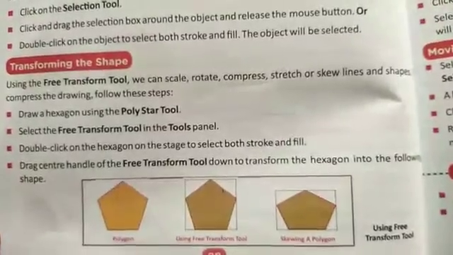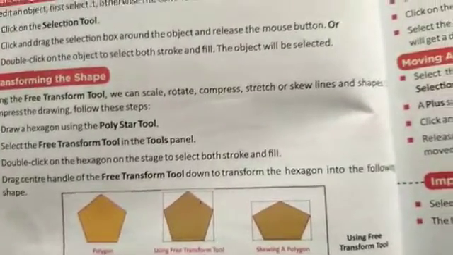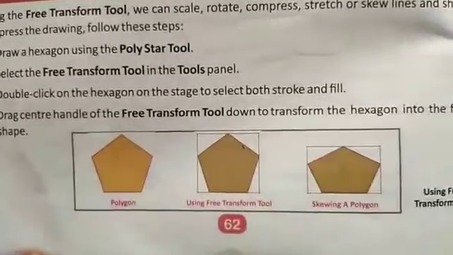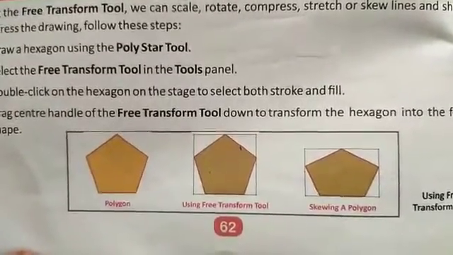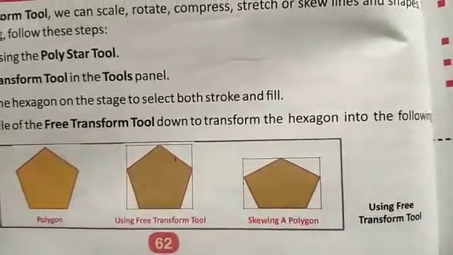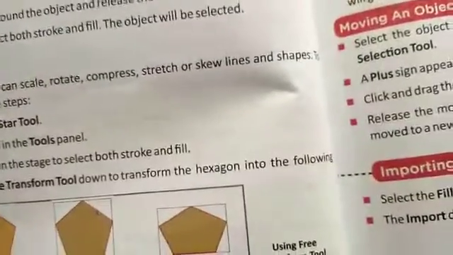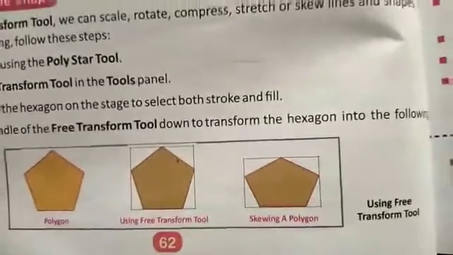Drag the center handle of the free transform tool down to transform the hexagon into the following shape. You can say this is a polygon. You can change it using the free transform tool and skewing a polygon. So using this free transform tool, you will be able to change the size of your shape.